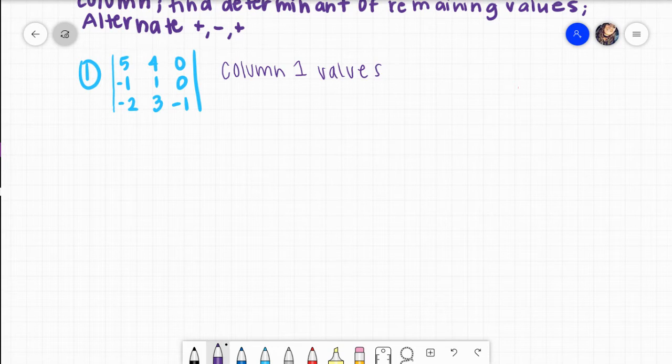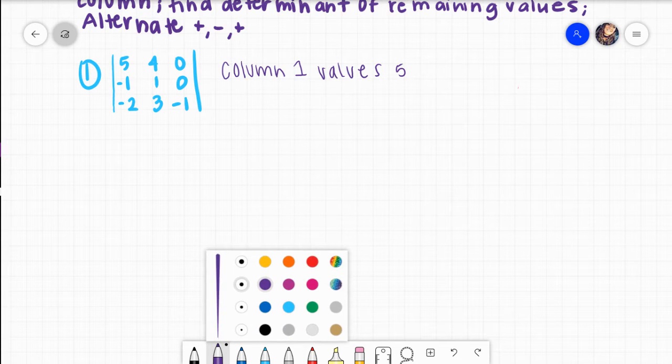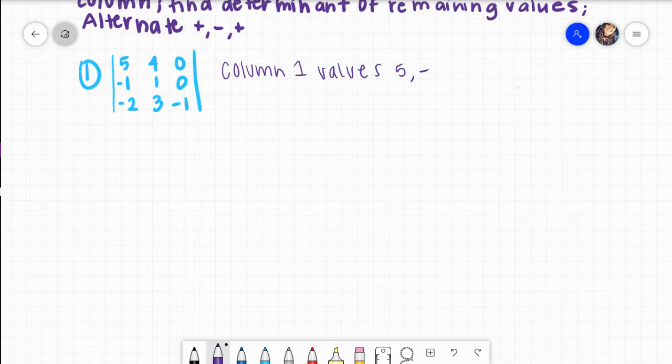The column 1 values, y'all, this is column 1 right here, okay? And those values are 5, -1, and -2. Those are my column 1 values.